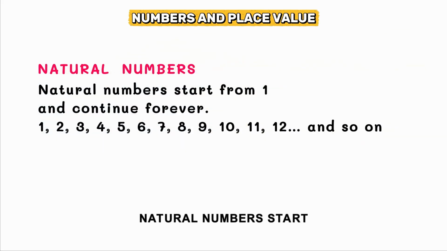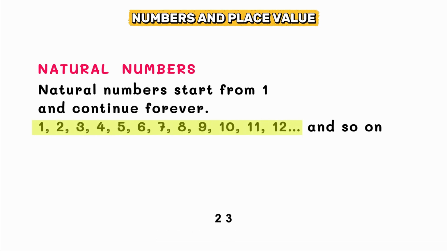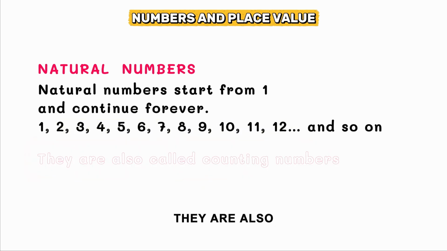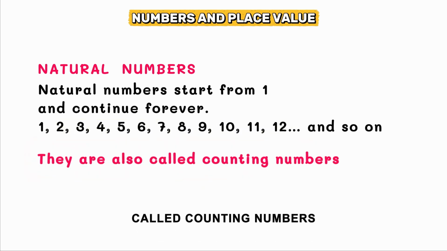Natural numbers start from 1 and continue forever. 1, 2, 3, 4, 5, 6, 7, 8, 9, 10, 11, 12, and so on. They are also called counting numbers. Whenever you count anything, you are using natural numbers.